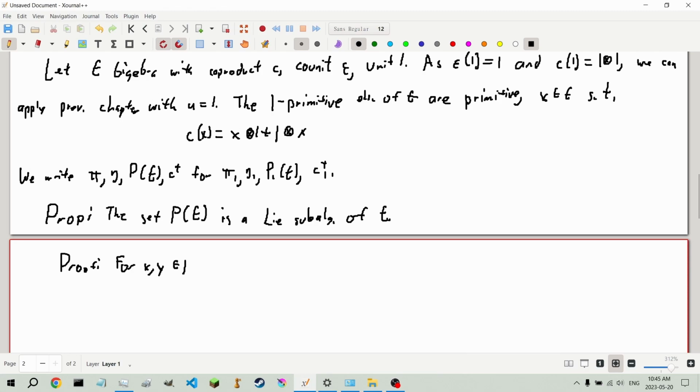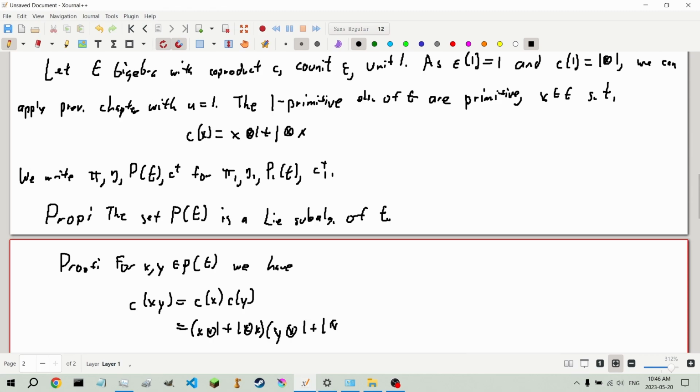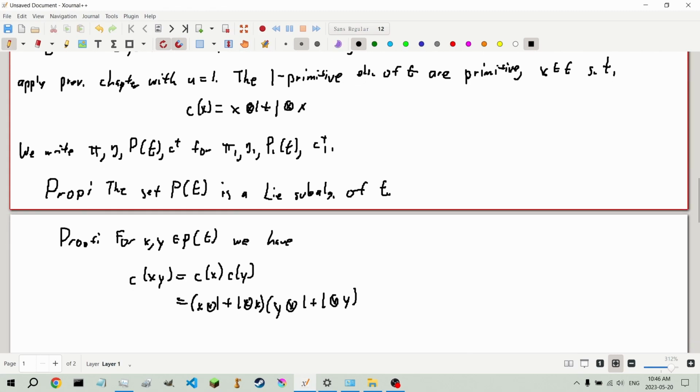For x and y in P(E), we have the co-unit of x times y by our algebra product in E is of course going to be c of x times c of y, which is going to be, given that these are both assumed to be primitive, (x tensor 1 plus 1 tensor x) times (y tensor 1 plus 1 tensor y), which then foiling out we get xy tensor 1 plus 1 tensor xy plus x tensor y plus y tensor x.